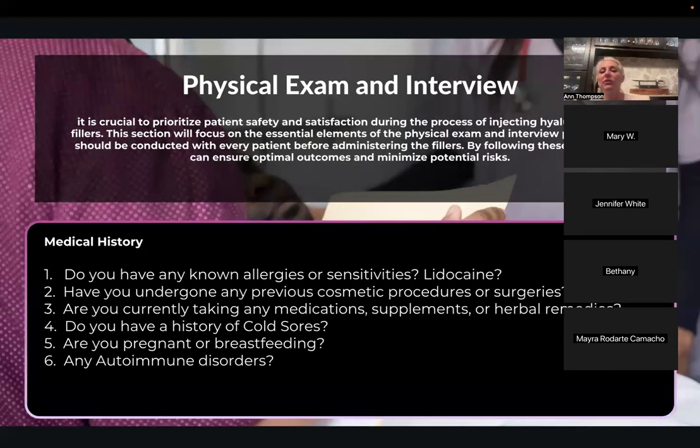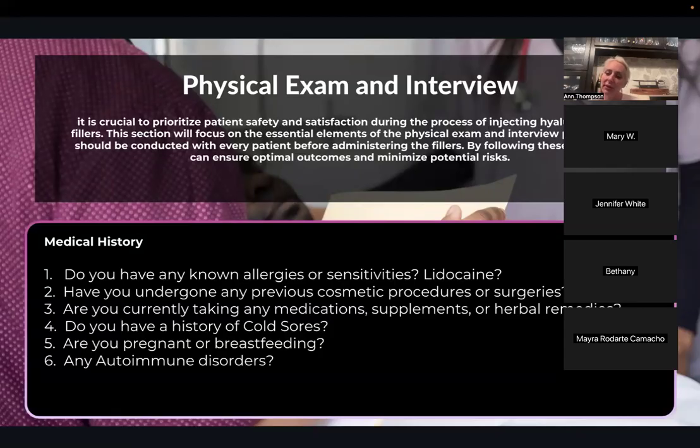Okay, so whenever you're doing your physical exam and your interview, these are the types of medical questions you want to make sure you're asking your patients. If they're allergic to lidocaine, because all of the products are impregnated with lidocaine, they do need to be aware of that. If you do have a patient who is allergic to lidocaine, you can specifically request a product that is lidocaine free. Note that not all of the products come lidocaine free, so just know that from the manufacturer.